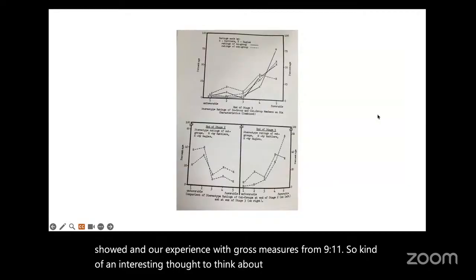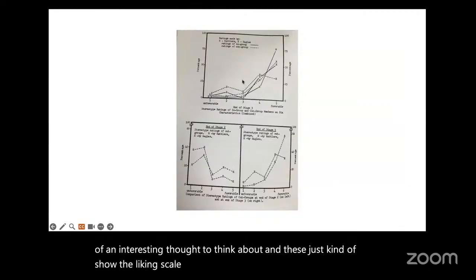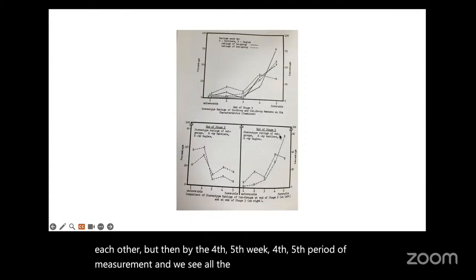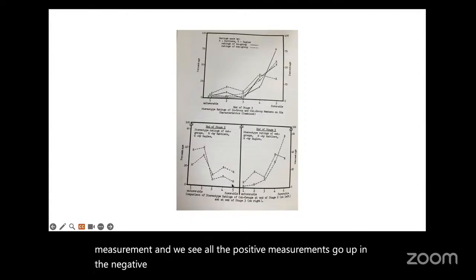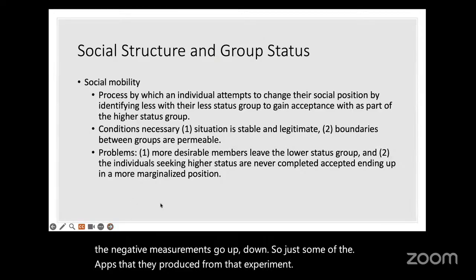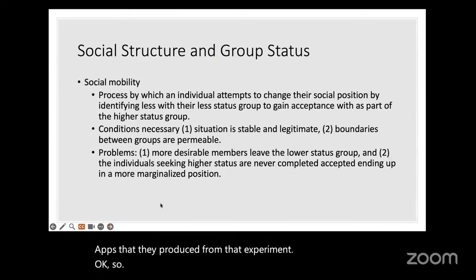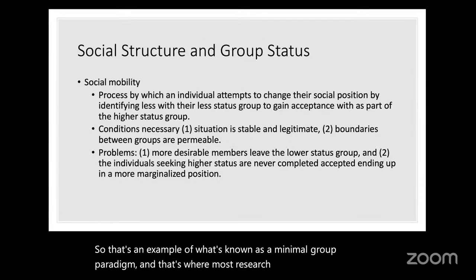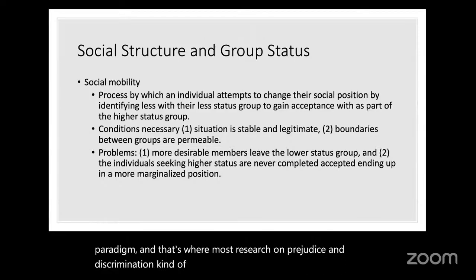And these just show the liking scale. So you can see the third week they didn't like each other, but then by the fourth, fifth period of measurement, we see all the positive measurements go up and the negative measurements go down. So just some of the graphs that they produced from that experiment. Okay, so that's an example of what's known as the minimal group paradigm. And that's where most research on prejudice and discrimination starts from.